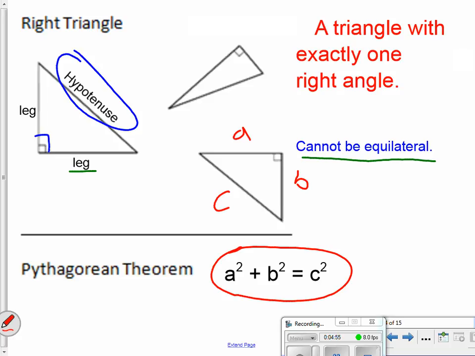Now, the Pythagorean theorem only works for right triangles. We can't use it to say the same about other triangles. But for the Pythagorean theorem, if a triangle is a right triangle, then the measure of one of the legs squared plus the measure of the other leg squared has to equal the measure of the hypotenuse squared. A squared plus b squared equals c squared. That's our Pythagorean theorem.